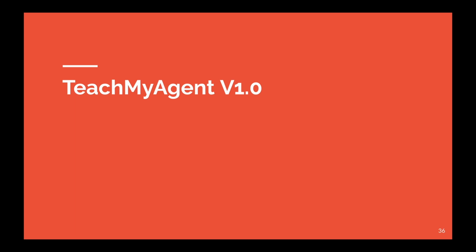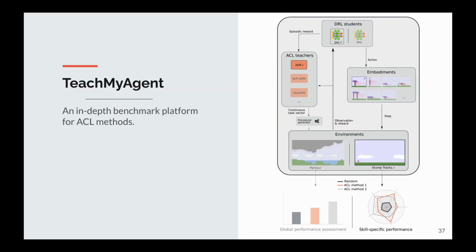So we introduced TeachMyAgent, the first version. So basically, TeachMyAgent is a benchmark platform for ACL methods. You can see a schema showing all the parts of TeachMyAgent on the right. So we provide multiple deep reinforcement learning students, multiple embodiments, multiple environments. Then we implemented state-of-the-art ACL methods. And given all of this, we propose 2 kinds of experiments to benchmark methods.